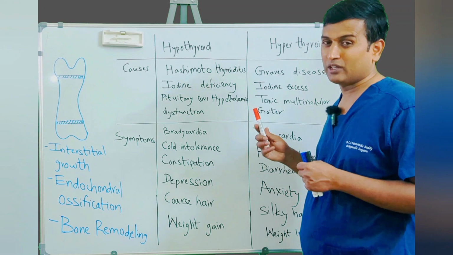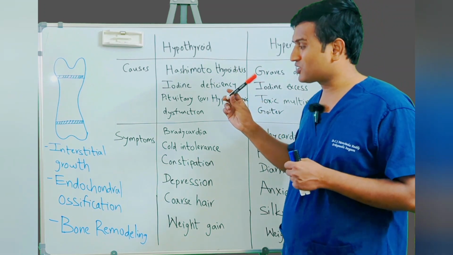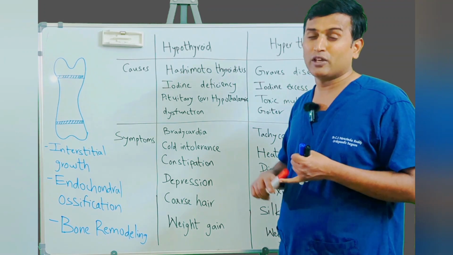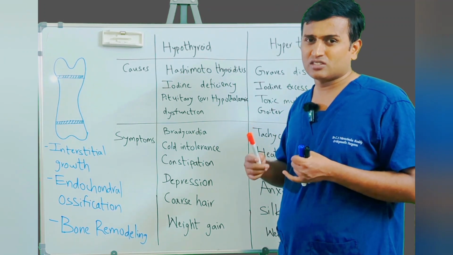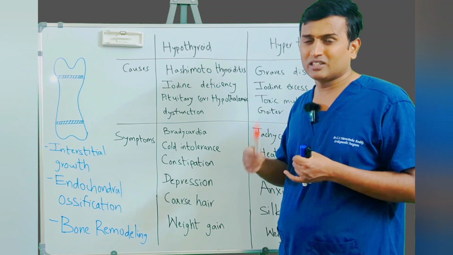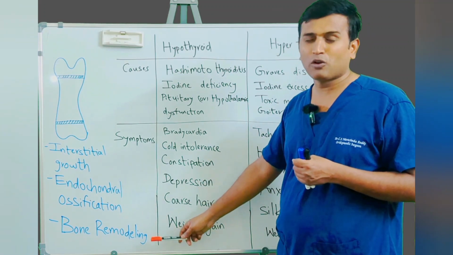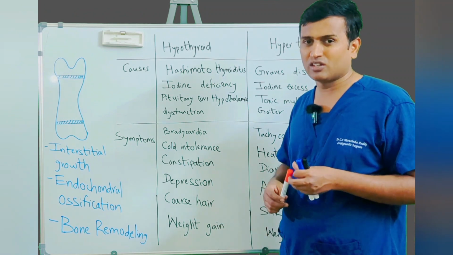I hope that should be helpful. So in hypothyroid condition, what happens? It affects the growth of children, and when you give medications, then they can cope up with their growth, and it also affects bone remodeling in adults and even in children.